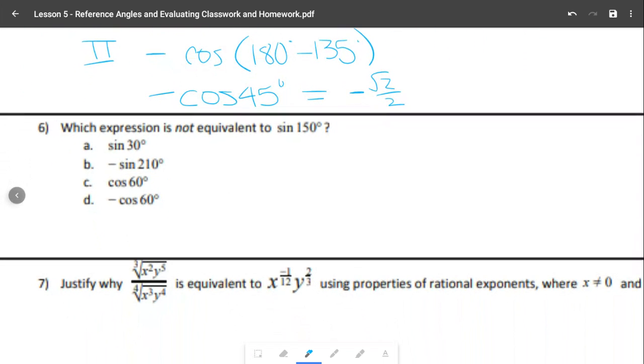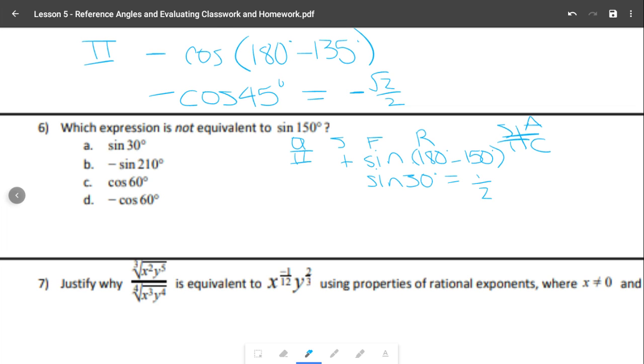Number 6, which expression is not equivalent to sine of 150? So sine of 150, we can do the Q, that's the second quadrant, SF, ASTC, second quadrant is S. Our function is also sine, so this is positive. Our reference angle, 180 minus 150. So we have positive sine of 30, which from the chart is 1/2. So this one up here is 1/2.